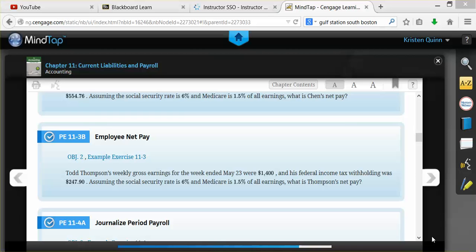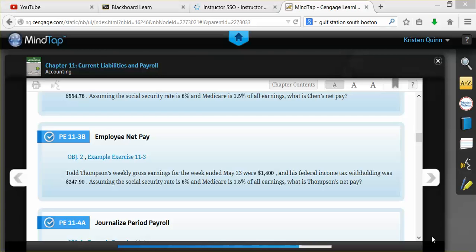We're going to assume a Social Security rate is 6% and Medicare is 1.5% of all earnings. And we need to calculate Thompson's net pay for this week. We know his gross earnings is $1,400. Again, gross earnings is all the earnings that we have for that period before any taxes or deductions are subtracted away.